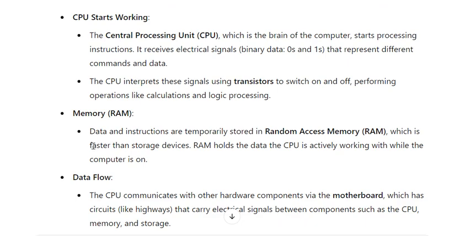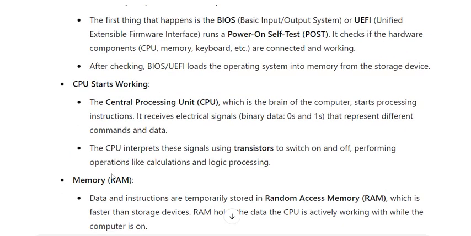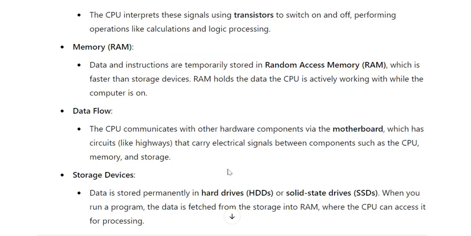Memory, or RAM. Data and instructions are temporarily stored in random access memory, or RAM, which is faster than storage devices. RAM holds the data the CPU is actively working with while the computer is on. Data flow. The CPU communicates with other hardware components via the motherboard, which has circuits like highways that carry electrical signals between components such as the CPU, memory, and storage.